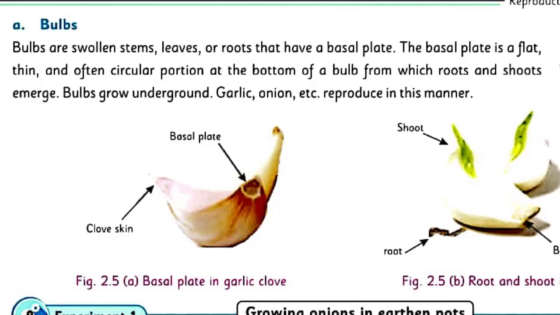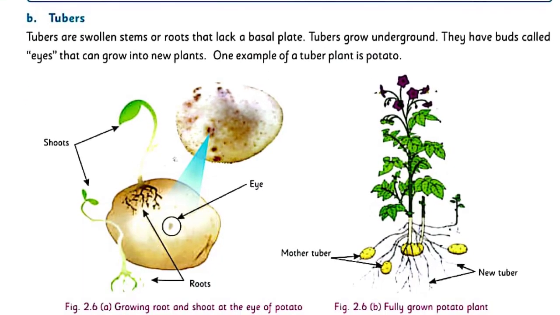Bulbs are swollen stems, leaves, or roots that have a basal plate. The basal plate is a flat, thin, and often circular portion at the bottom of a bulb from which roots and shoots emerge. Bulbs grow underground. Garlic, onion, etc. reproduce in this manner.